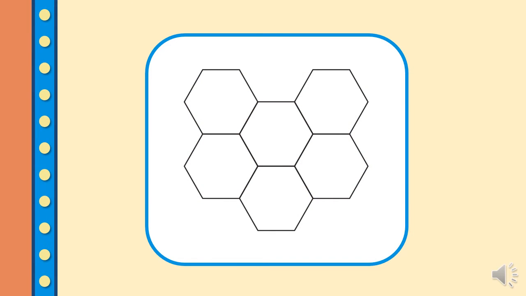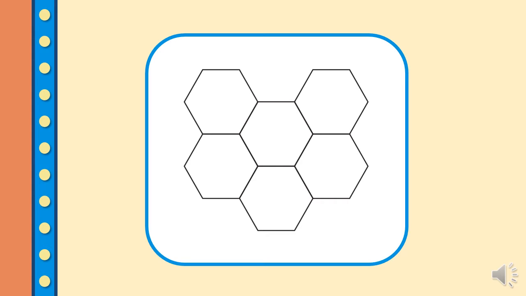Take a look at this picture. What shape do you see? 1, 2, 3, 4, 5. There are 6 of them all together in the picture. Can you tell me what shape that is? Well, it looks like it has 1, 2, 3, 4, 5, 6 sides, so it is a hexagon.